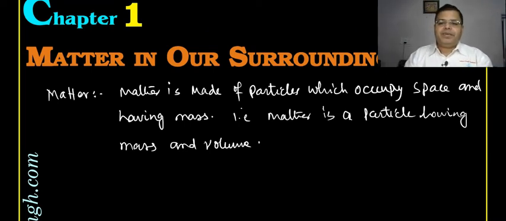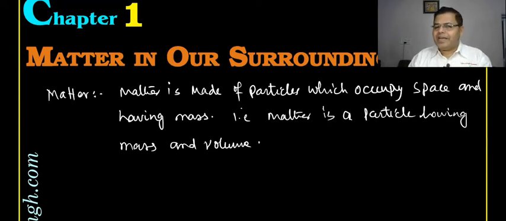Although volume may be fixed or may not be fixed, matter has volume and occupies a space, and that is the basic characteristic of matter that we are going to learn today. On the basis of these characteristics and the different types of substances you can observe around you, matter can be classified into three different types: solid, liquid, and gaseous.